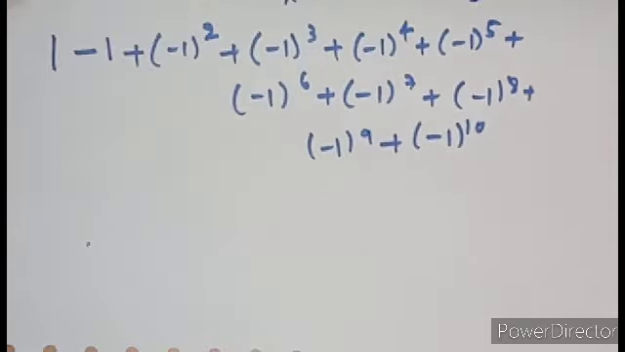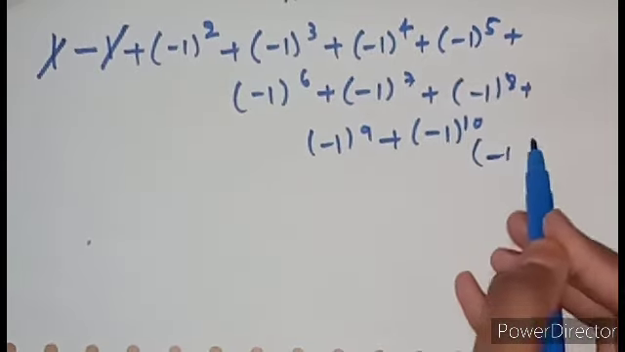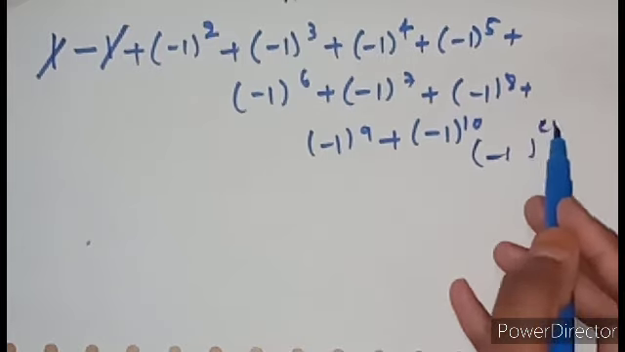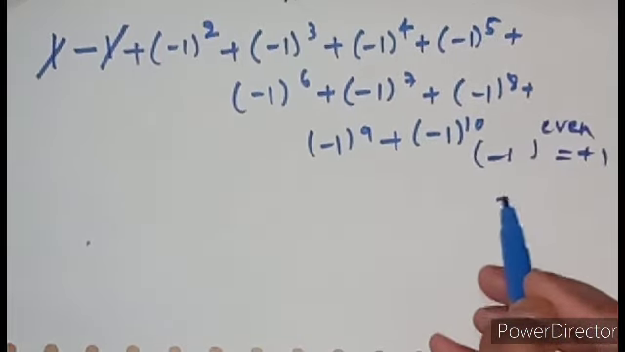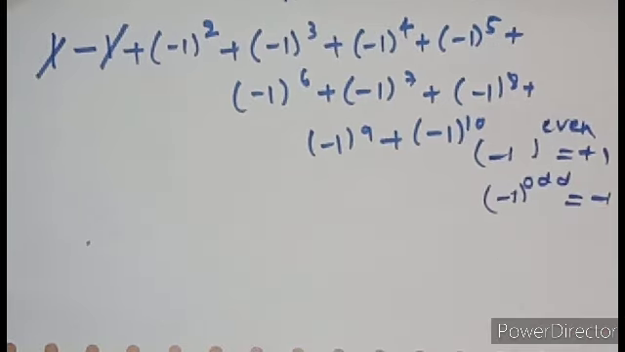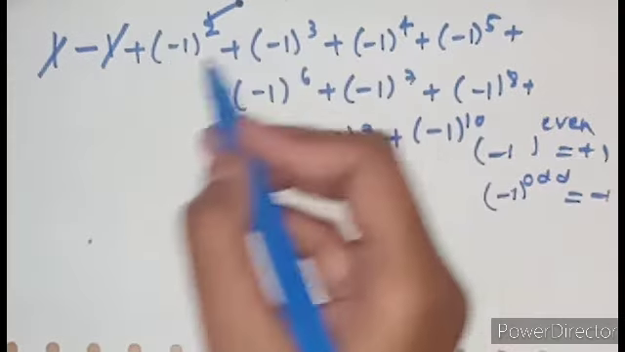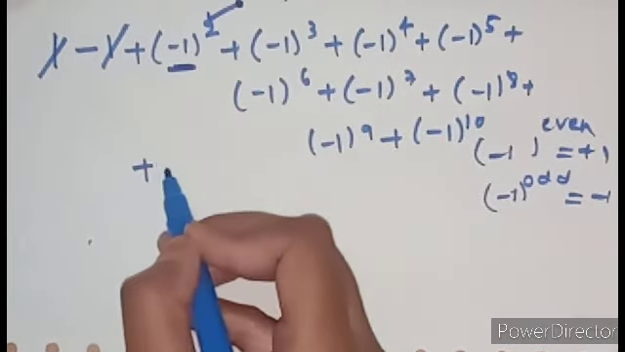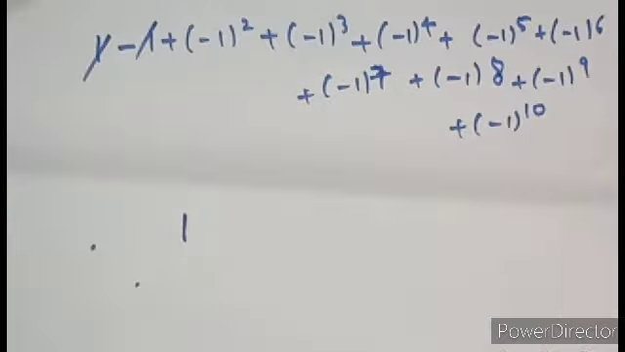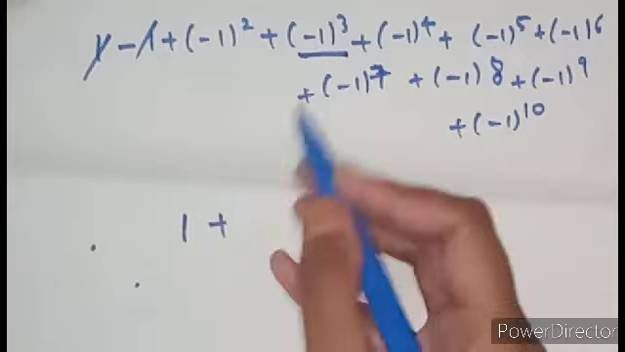See, this plus 1 and this minus 1 get cancelled. And minus 1 whole power an even number is plus 1. Minus 1 whole power an odd number is minus 1. Here 2 is an even number, and the value of minus 1 whole power an even number is plus 1, so this will become plus 1. Minus 1 whole cube: 3 here is an odd number, so this will become minus 1.